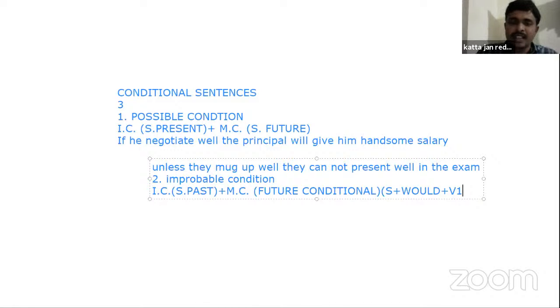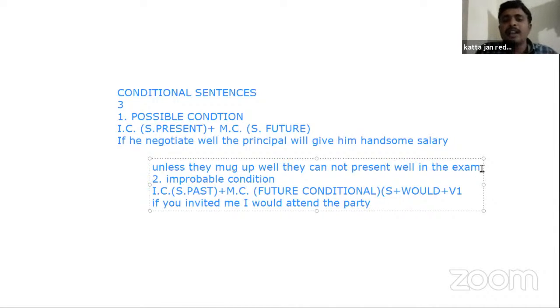So if you see an example of this, you can understand it better. If you invited me, if you invited me, I would attend the party.